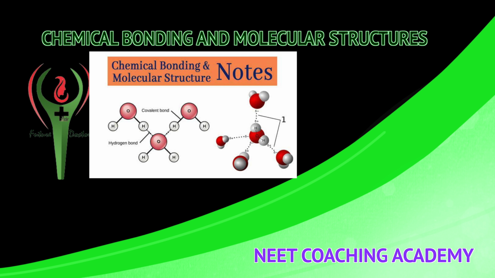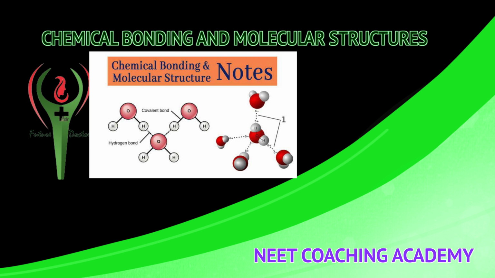The canonical forms have no real existence. The molecule does not exist for a certain fraction of time in one canonical form and for another fraction of time in the other canonical form. There is no such equilibrium between the canonical forms. The molecule as such has a single structure, which is the resonance hybrid of the canonical forms, and which cannot be depicted by a single Lewis structure.